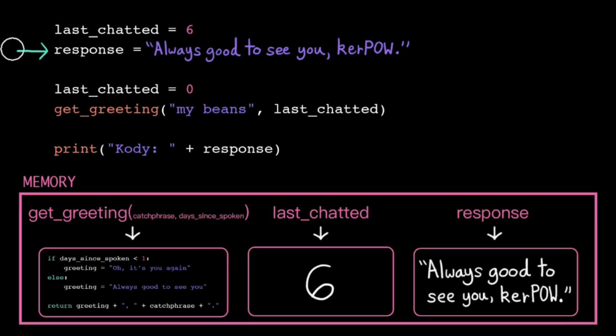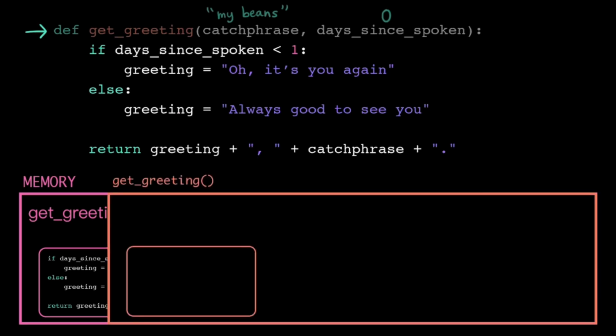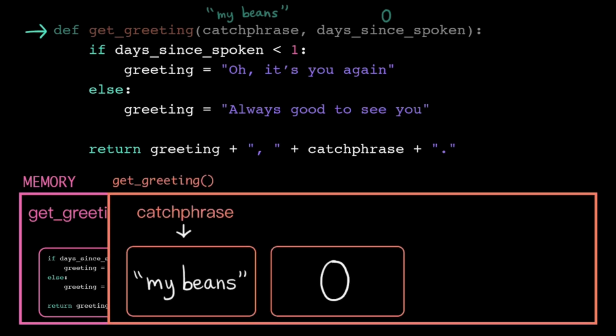Now, finally, we get to move to the next line. This just reassigns the variable last_chatted to the value 0. Easy. Here we've got another function call to getGreeting. So we just do the same thing. Our two arguments are already simplified down to single values, so we can just go ahead and call the function. The computer loads the instructions associated with getGreeting from memory. And like before, it also creates a new stack frame. It copies the arguments into the corresponding parameters, and then continues on to execute the function body.